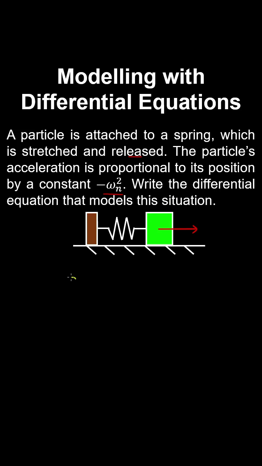Well, in the horizontal direction, the particle's acceleration is the second derivative of its position with respect to time. And that's proportional to its position, and the constant of proportionality is minus omega n squared. And here the position x is a function of time. And this is our differential equation that models this situation, which you may recognize if you're taking physics.